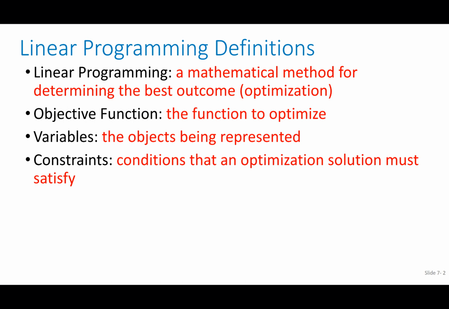Constraints. So these are conditions that an optimized solution must satisfy. So when we get into part 2, when we're actually working with word problems, we are going to look, okay, what constraints do we have based on the information that's given to us? And we're actually going to create inequalities based on these constraints.